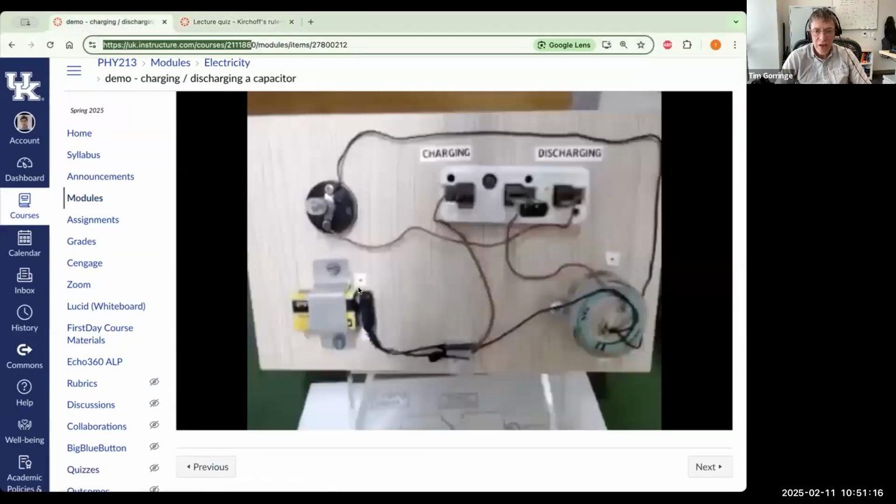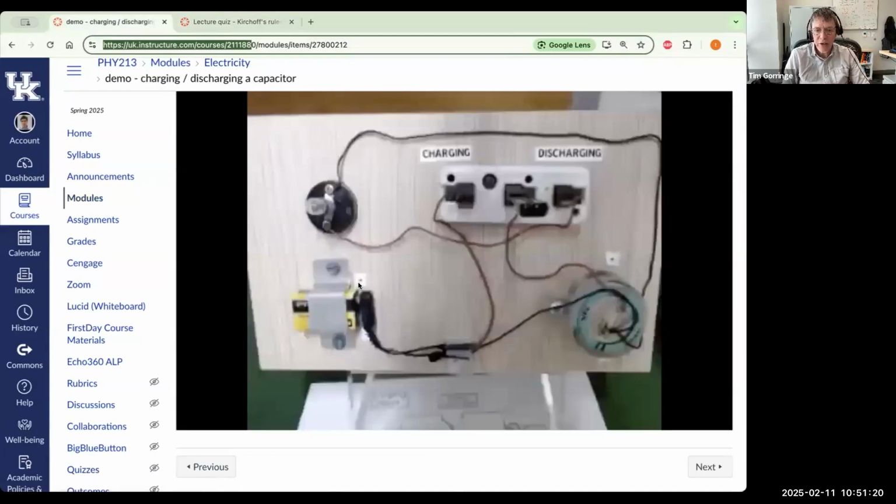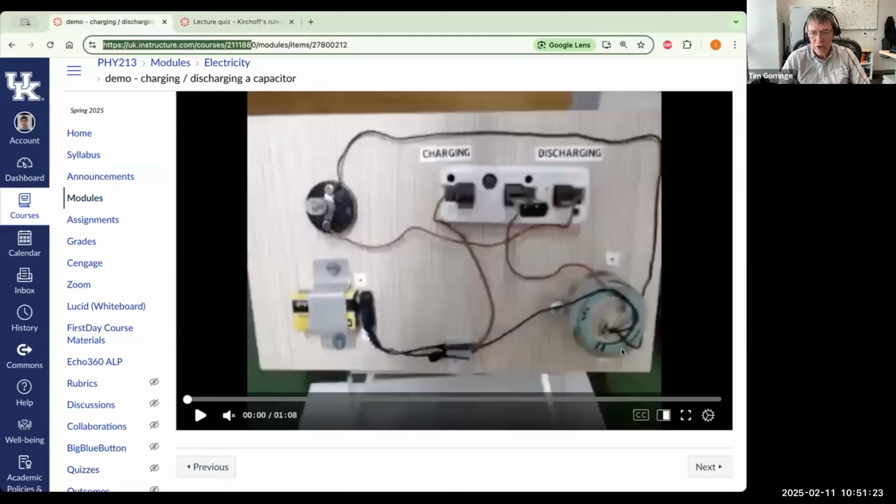And I'm going to share this little video. So in this video, you'll see this is a capacitor over here on the left-hand side. Over here on the left is a battery, and upstairs here is a resistor. It's a light, so we can see the power dissipated in the resistor.